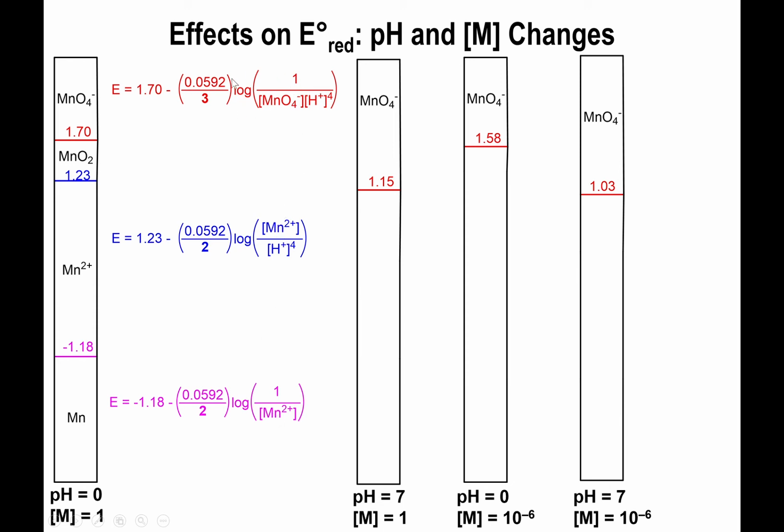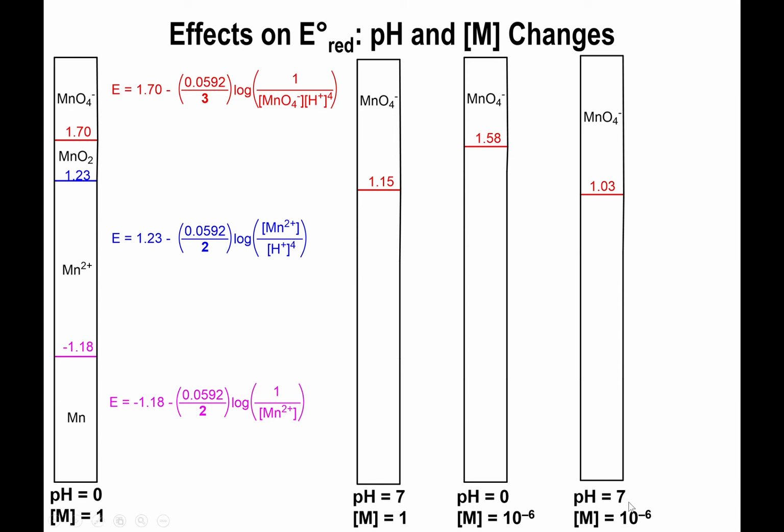What's going to happen for the first reaction is that you will have 1 over 10 to the negative 6, which is the same thing as 10 to the positive 6. Log of that will equal 6. 6 divided by 3 will be 2, so you will multiply 0.0592 by 2, and you'll subtract that from 1.7. So you do decrease it a little bit, but it's not as bad as it was by changing the pH.